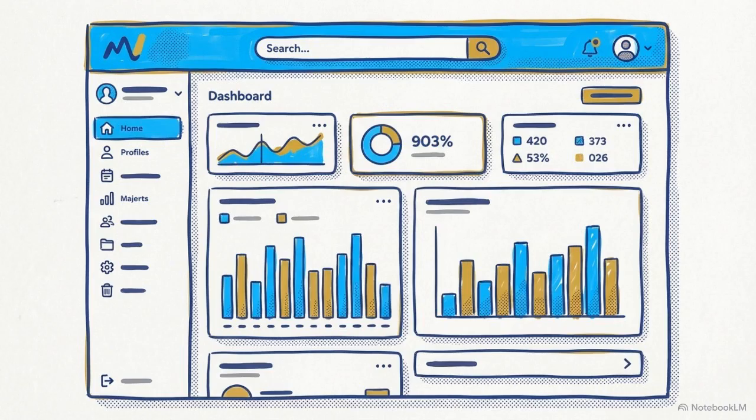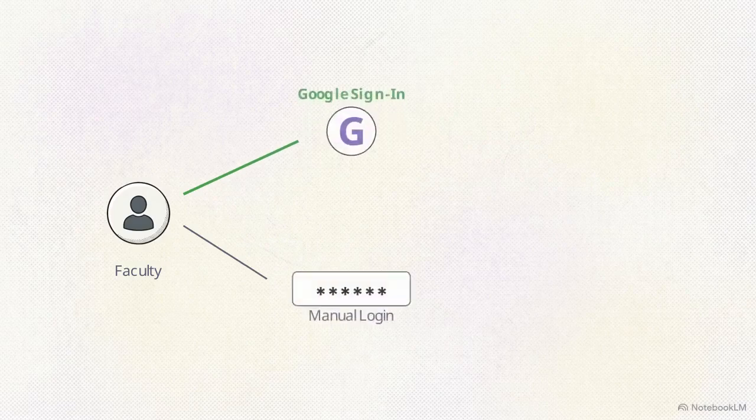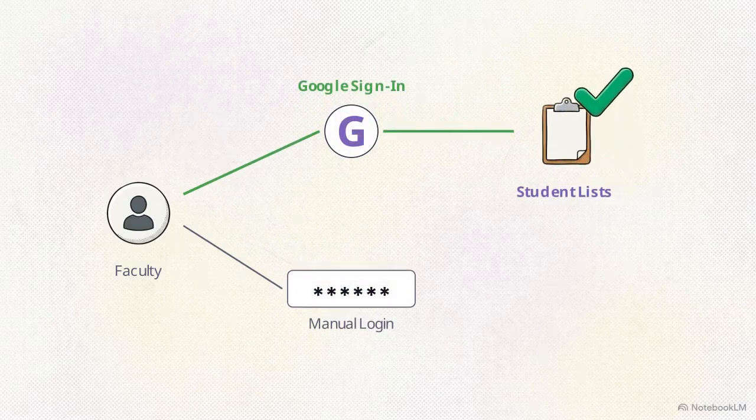Authenticating through this method grants you immediate password-free entry directly into your main project dashboard. By using single sign-on, you can reach your student lists quickly without the need for manual password resets.